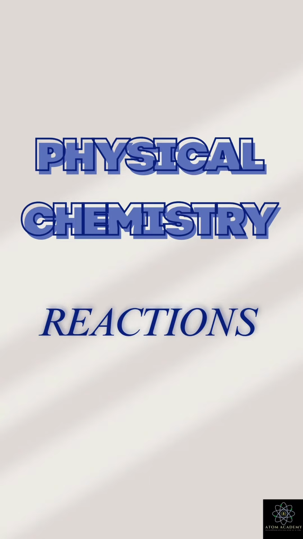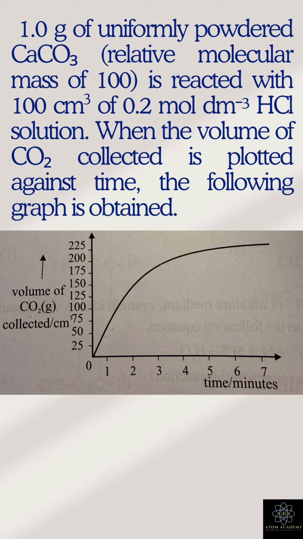Hi, let's have a look at the following physical chemistry question. 1 gram of uniformly powdered calcium carbonate with relative molecular mass of 100 is reacted with 100 cubic centimeters of 0.2 molar hydrochloric acid solution. When the volume of carbon dioxide collected is plotted against time, the following graph is obtained. There are 4 statements given and we need to decide which one is correct according to the graph.